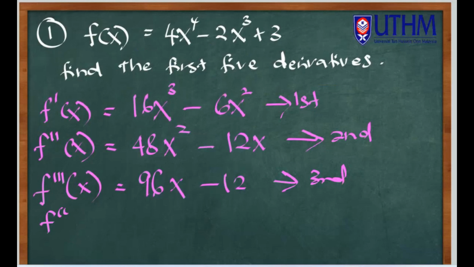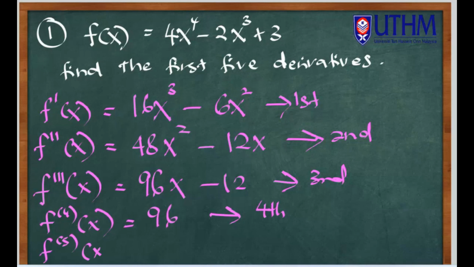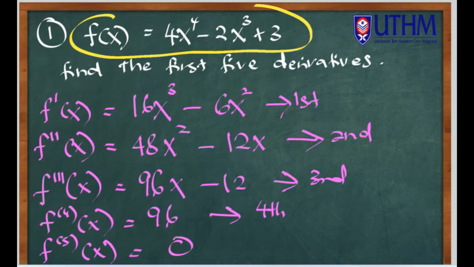For the fourth derivative, we differentiate 96x minus 12 and we get 96. This is our fourth derivative. Finally, for the fifth derivative, we get 0. So we have now shown the first 5 derivatives of this function.